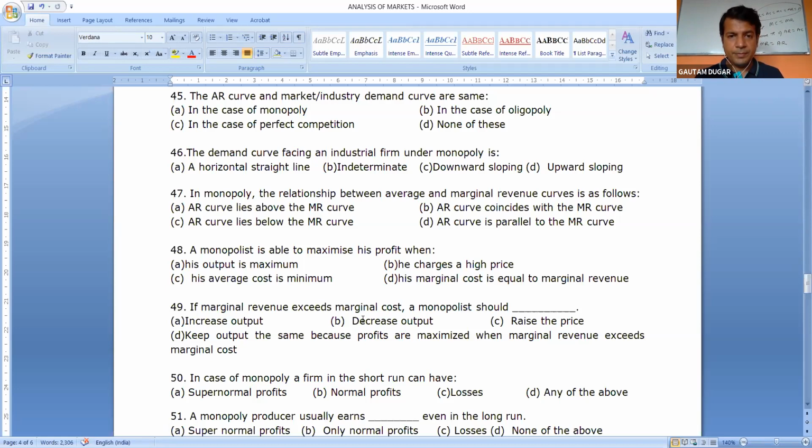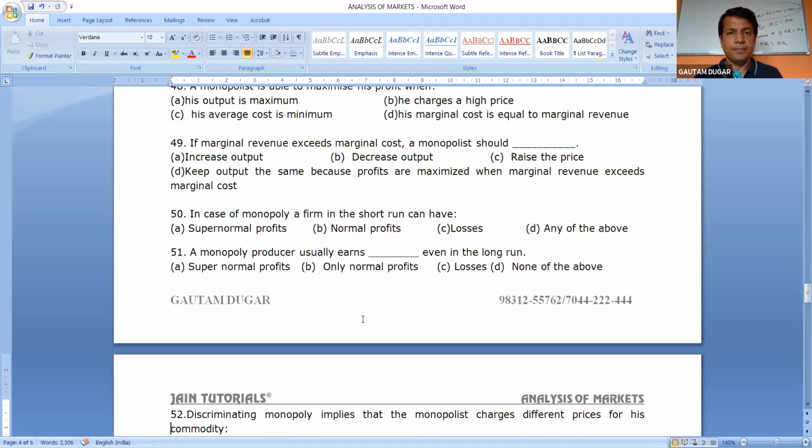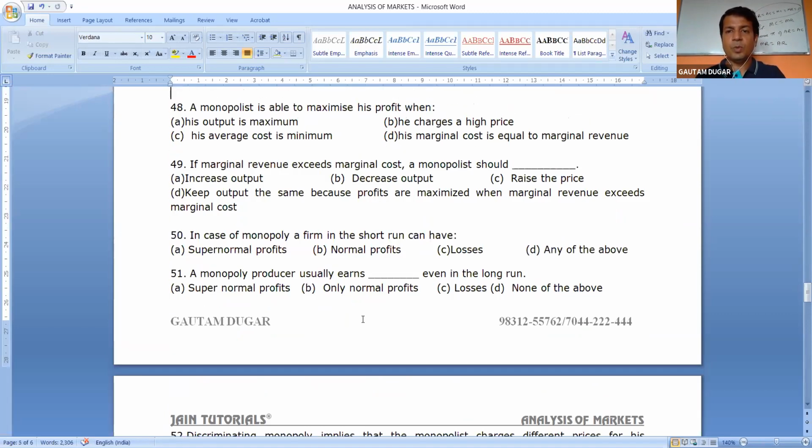48. A monopolist is able to maximize his output when... profit maximization is nothing but the equilibrium condition. And the equilibrium condition is MR equals MC. First order condition; second order condition is MC must cut MR from below at the rising point. So for 48, the answer is D. Marginal cost is equal to marginal revenue.